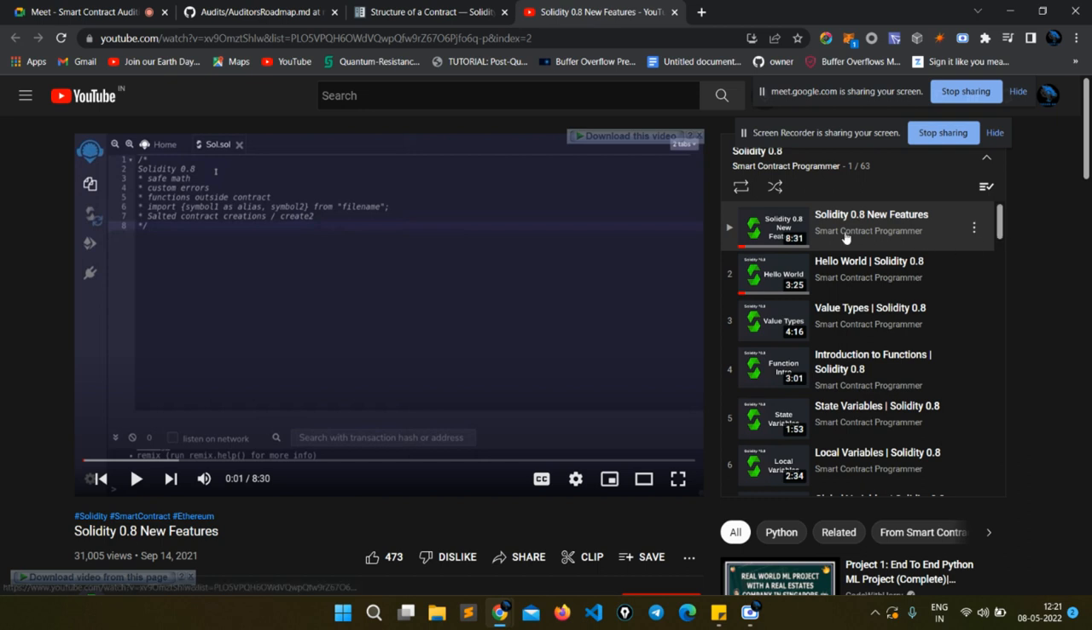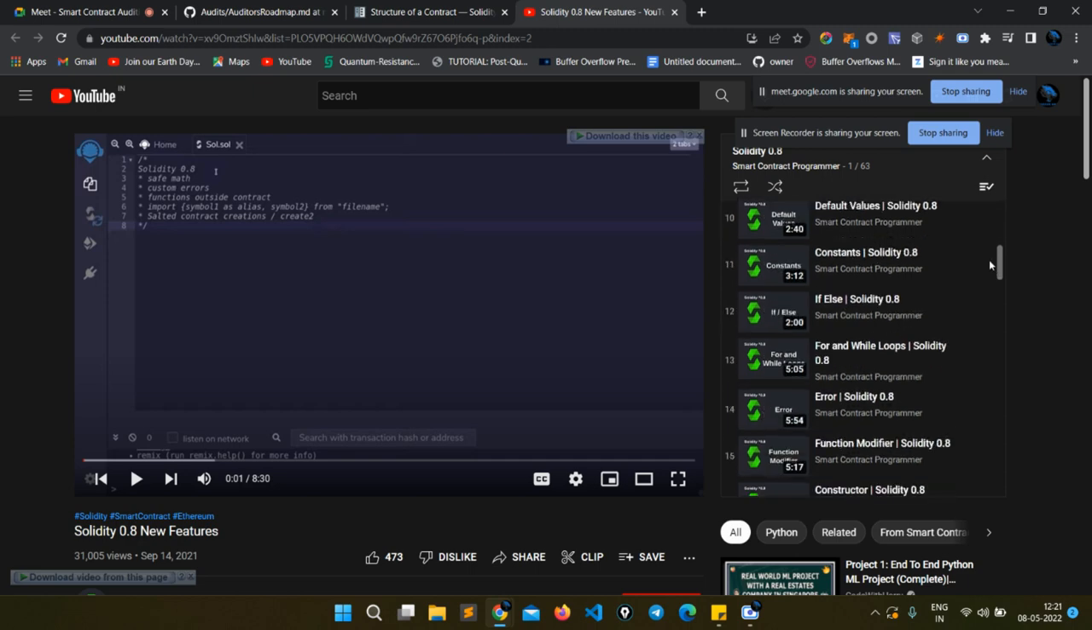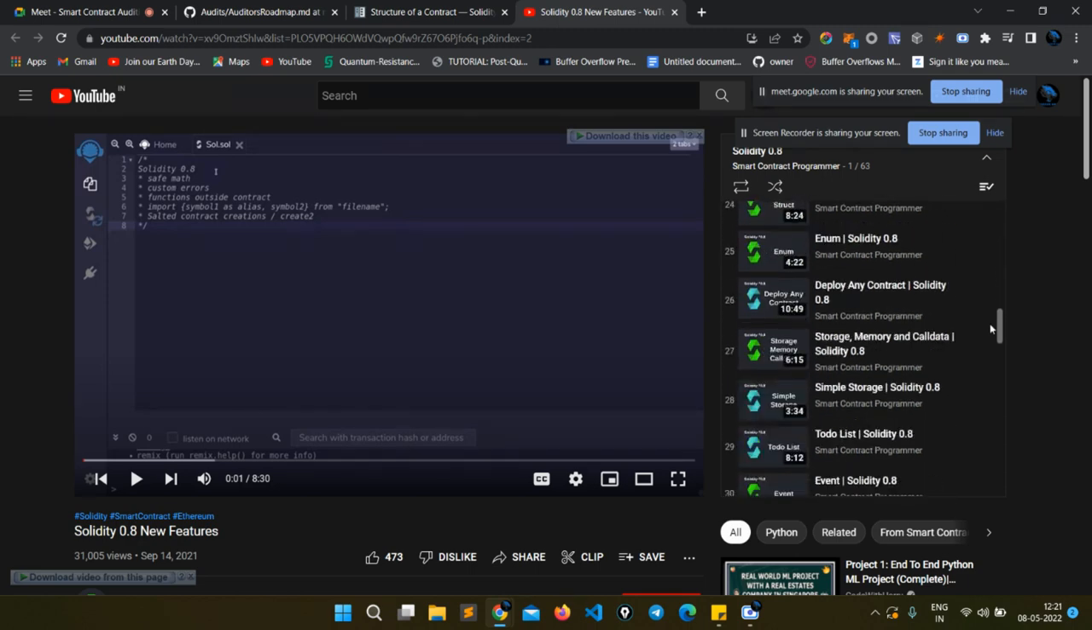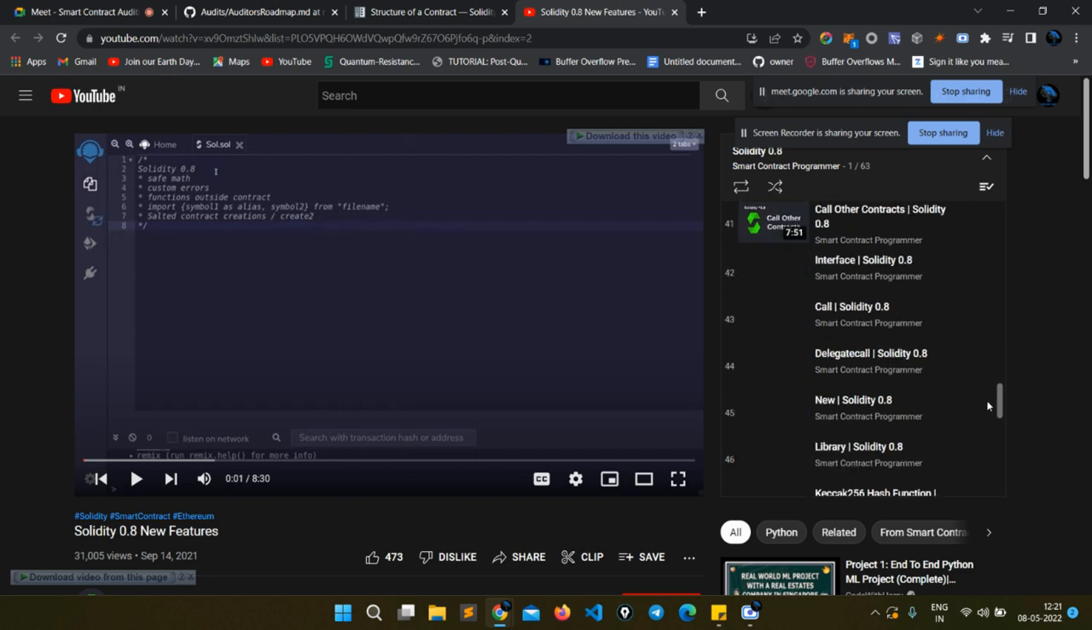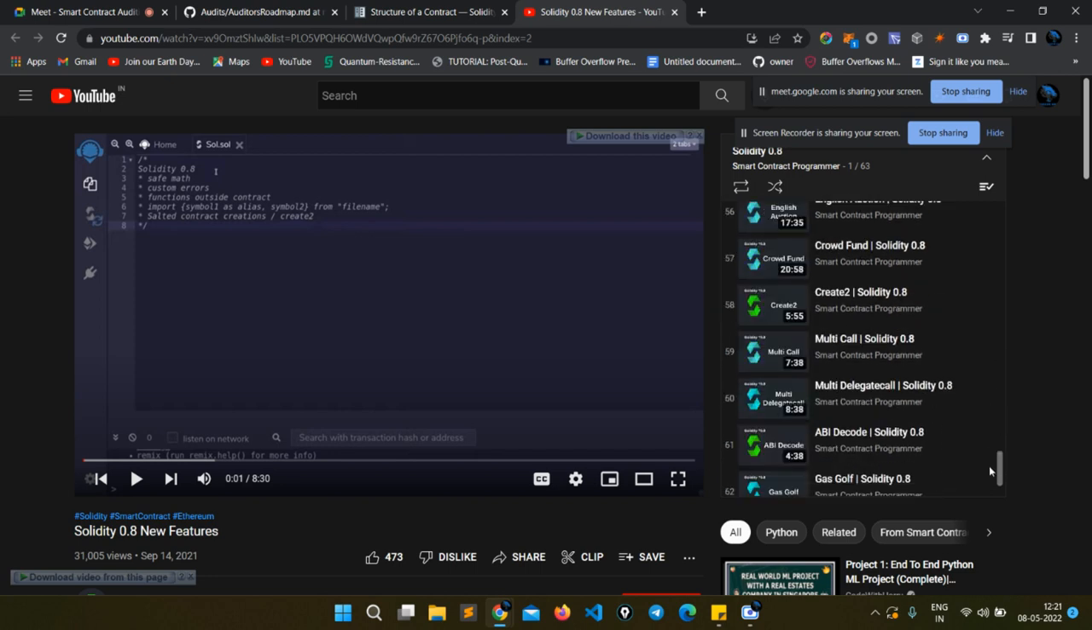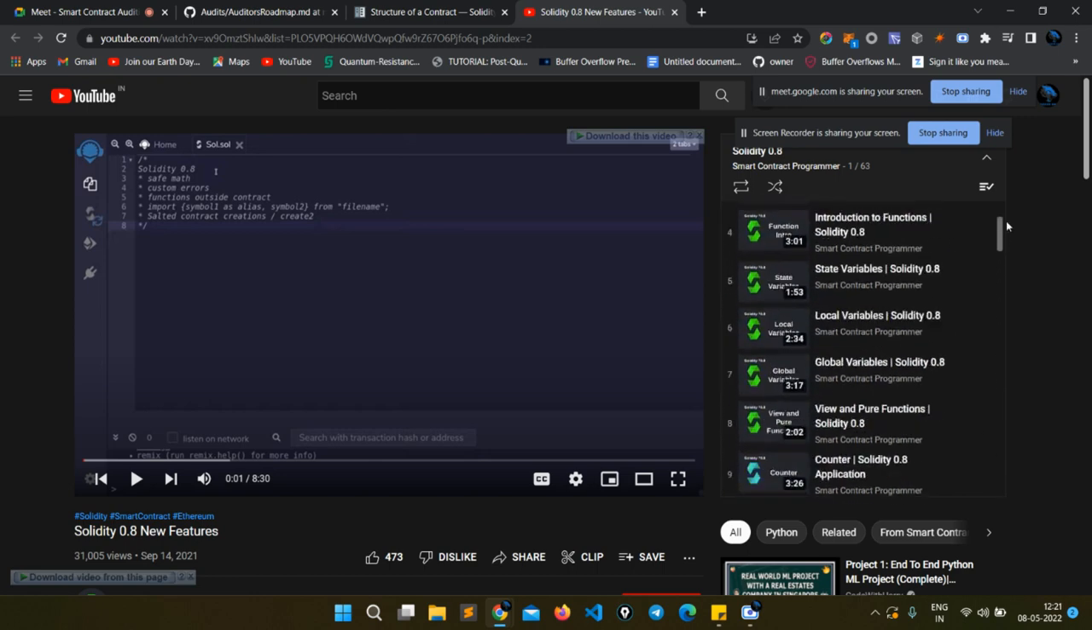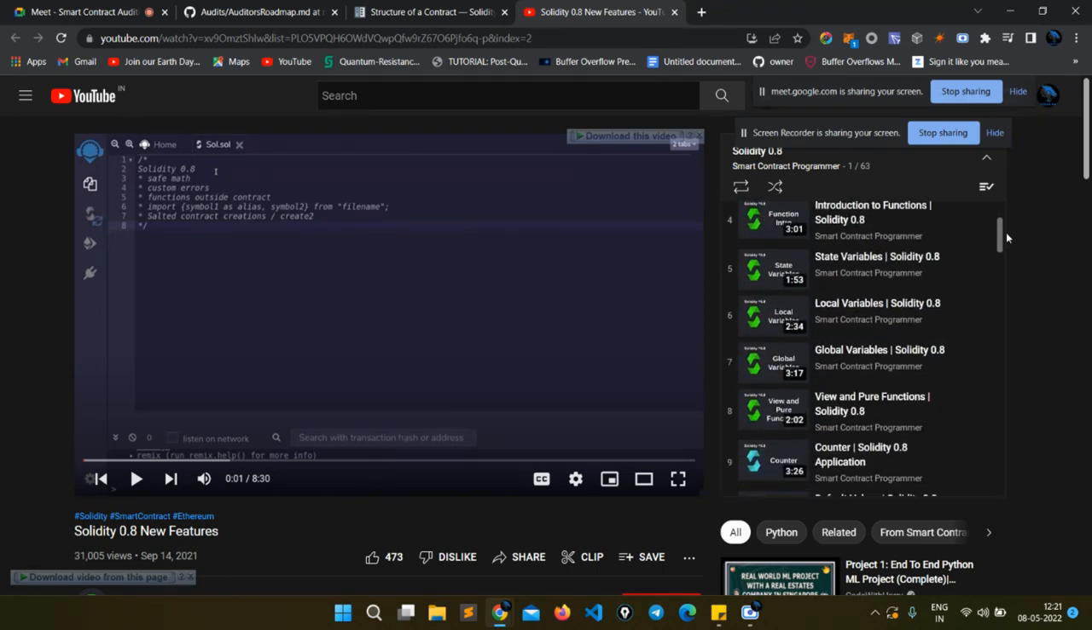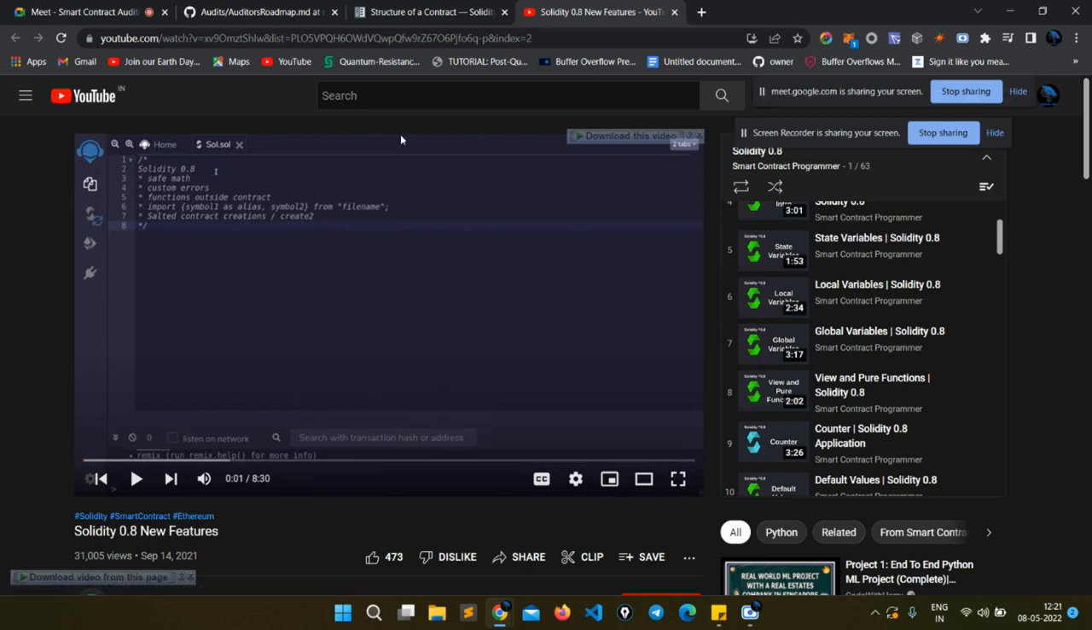So 0.8 is the latest version, and to be honest, the concepts and most of the things will stay the same, if you talk about backward compatibility with 0.5, 6, 7, right, all the previous versions. The components and concepts will stay the same. It will just be some additional features that you're supposed to learn. I will tell you where you can actually go and find those as well. So this is the one that you're supposed to learn. This is the playlist where you're supposed to learn Solidity.